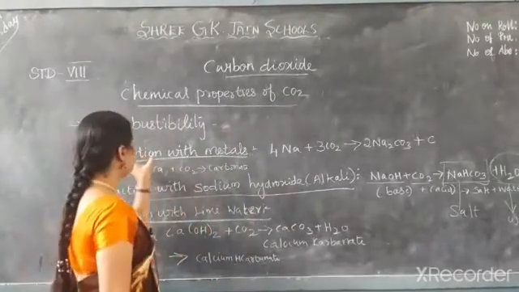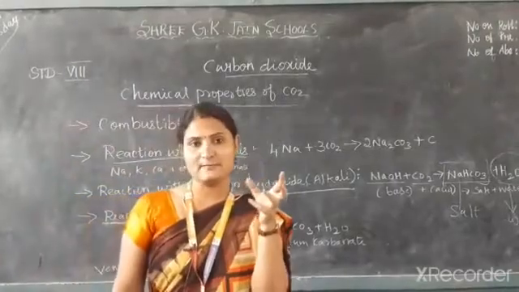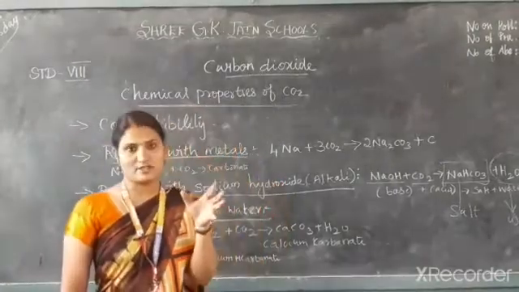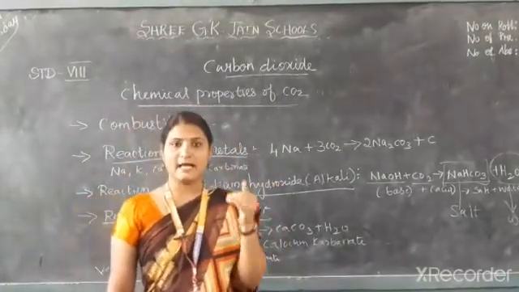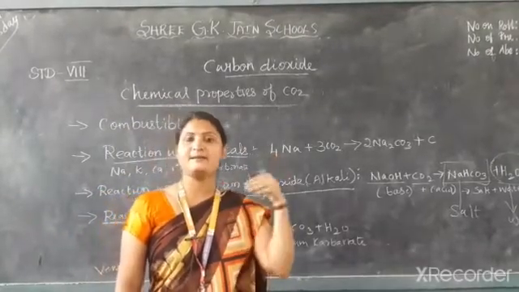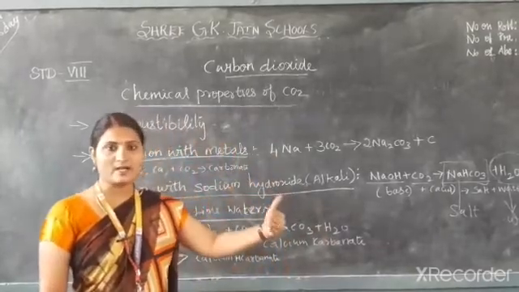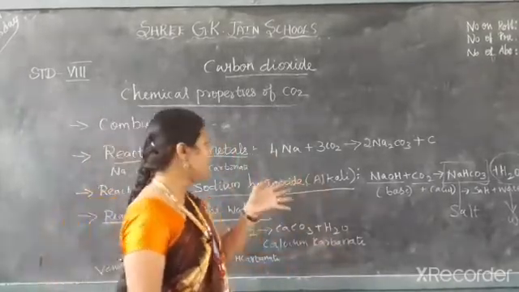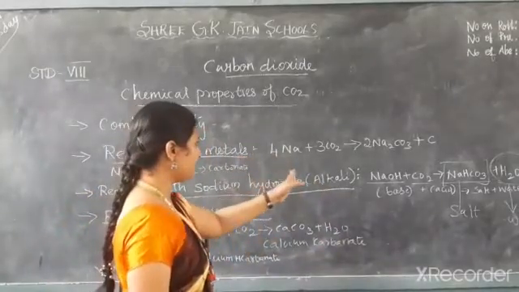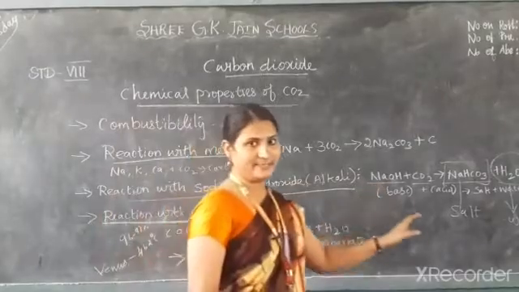And what about the reaction with metals? Light metals like potassium, calcium and sodium. So these are the light metals. When these metals react with carbon dioxide, they release the corresponding carbonate. For example, when sodium reacts with carbon dioxide, it will produce sodium carbonate.